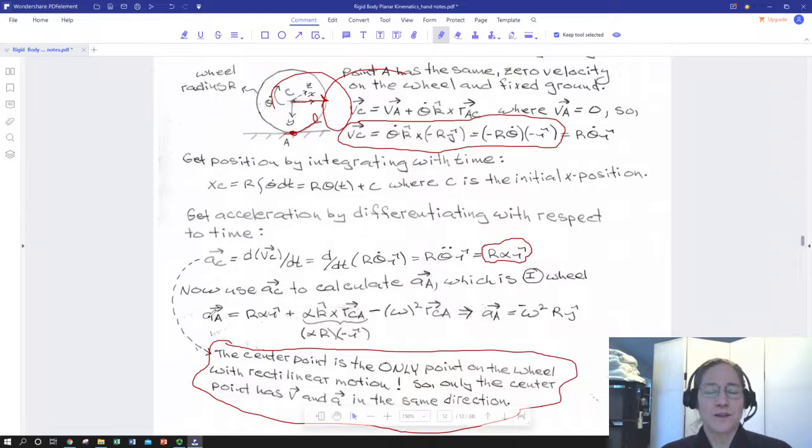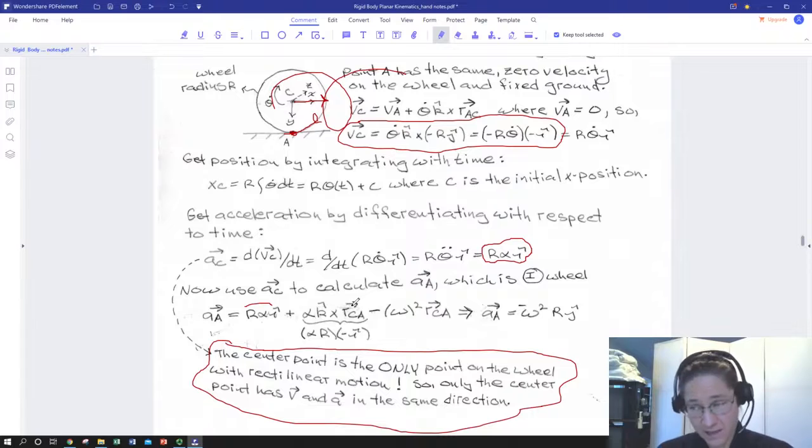So that's going to look like this. We've got acceleration of point A that we're looking for. This is acceleration of the center point, which we know. And then we have alpha times the radius vector from the point we know to the point we don't know, minus the angular velocity of our rigid body versus the fixed reference squared, times that radius from the point we know to the point we don't know. And this time we've got C to A.